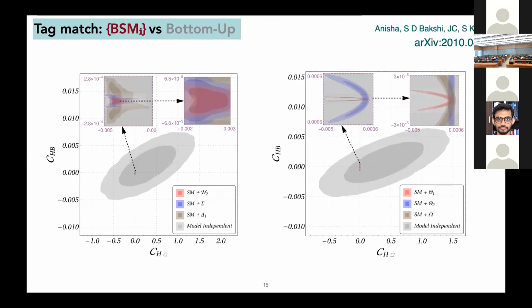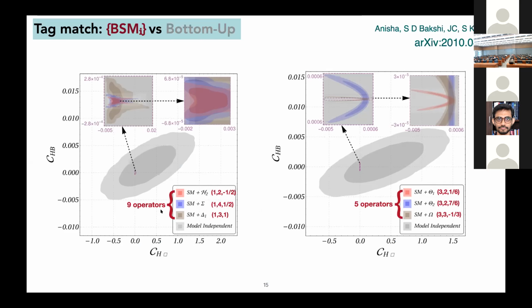Now, as I was telling, there is some way of looking at it bottom up and top down. From a model perspective, how do we understand that? Here we are looking at the CHB versus CH box plane. You have this standard model extension by a doublet scalar, or a quadruplet, or a complex triplet, and once you integrate them out up to one loop, you get only 9 operators.